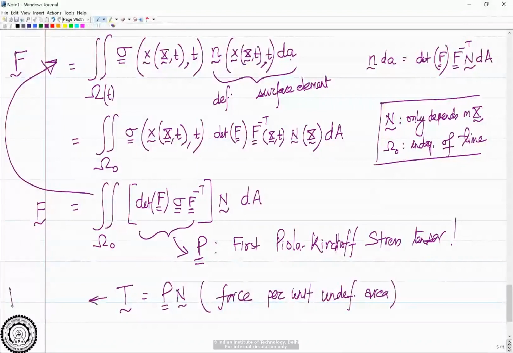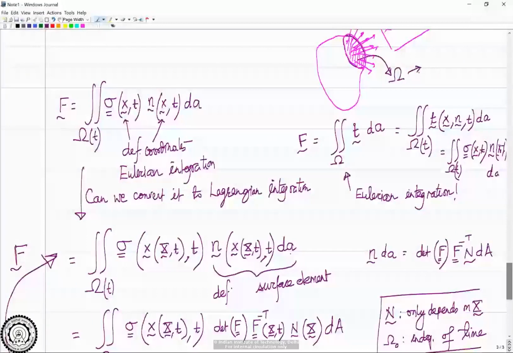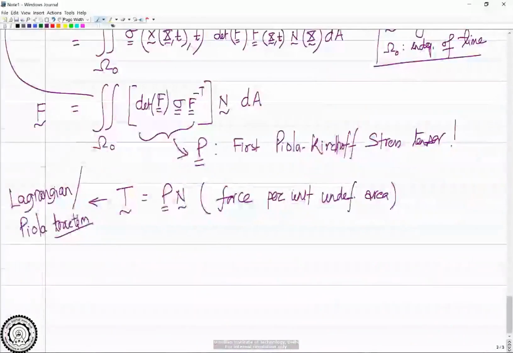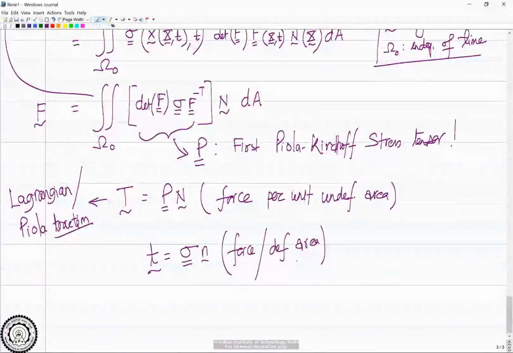And therefore they also call it Lagrangian traction. Sometimes you also call it Piola traction. Okay, whereas that small t that we have written, the small t, so small t is sigma into small n, no? So this is force per unit deformed area, and that's the so-called Cauchy traction.